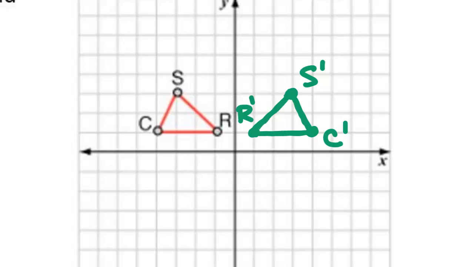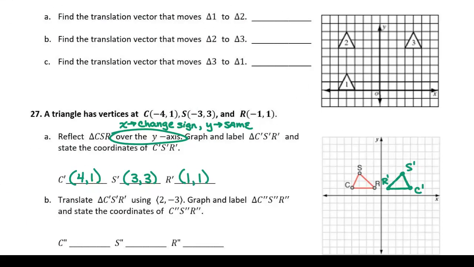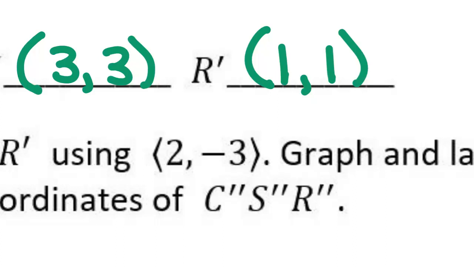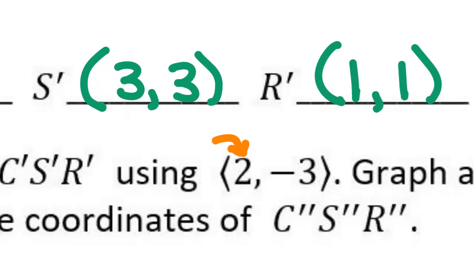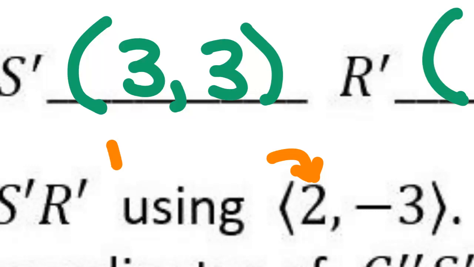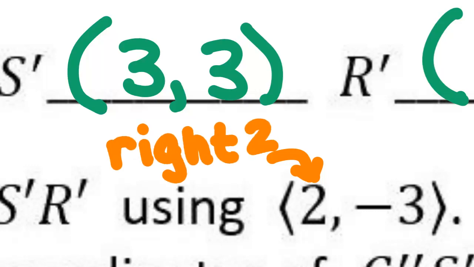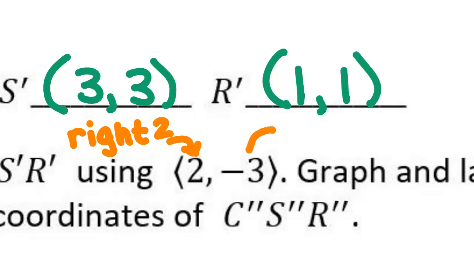All right, then part B of this says translate C prime, S prime, R prime using, and then it has these angle brackets. These are not parentheses. These are angled brackets. The first number inside the angle bracket tells you how far left or right to go. Because this is positive, we're going to go to the right 2. The second number in the angle brackets tells you how far up or down to go. Since it's a negative, we're going to go down 3.